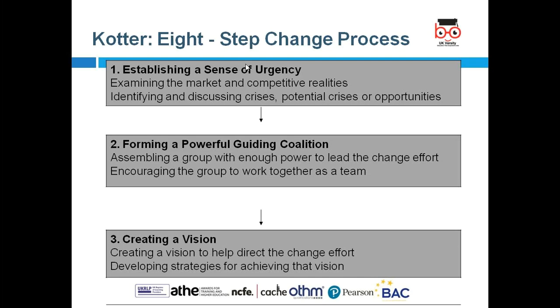Establishing a sense of urgency: examine the market and the competitive reality, identify and discuss the crisis, potential crisis or opportunity. Second, forming a powerful guiding coalition: assembling a group with enough power to lead the change effort. Then creating a vision: create a vision to help direct the change effort and develop a strategy for achieving that vision.